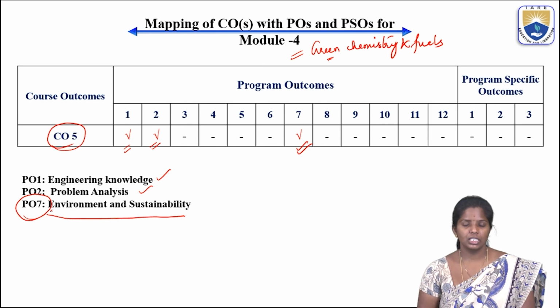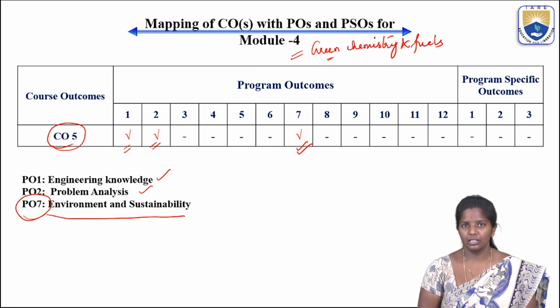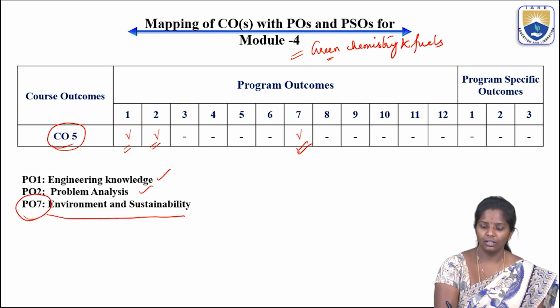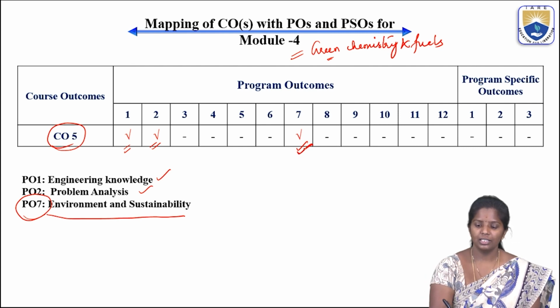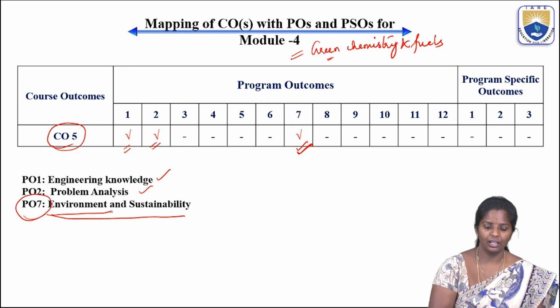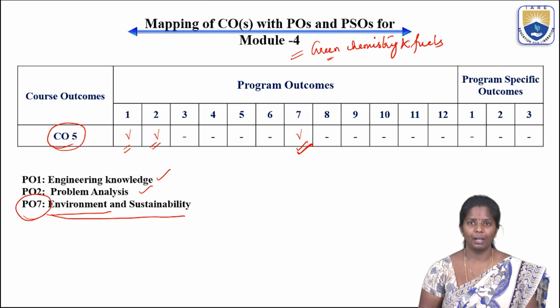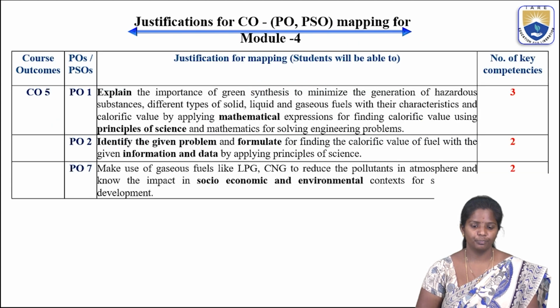So it is also mapped with PO7. If we see the other modules in the previous session, we have mapped only to 1 and 2 because there is no green chemistry in those. This mapping plays an important role for a student to understand why PO7 is mapped: because of the environment and sustainability aspects that are applicable to green chemistry and fuels. So this is how we map with the course outcomes.